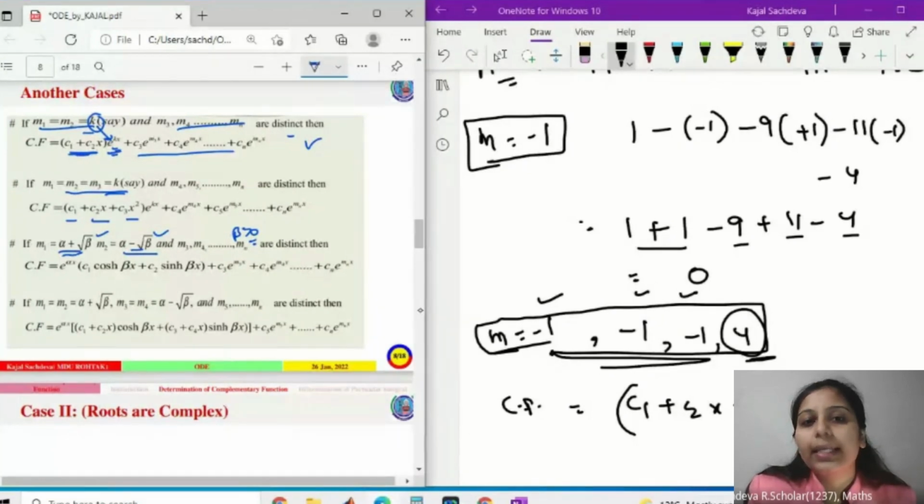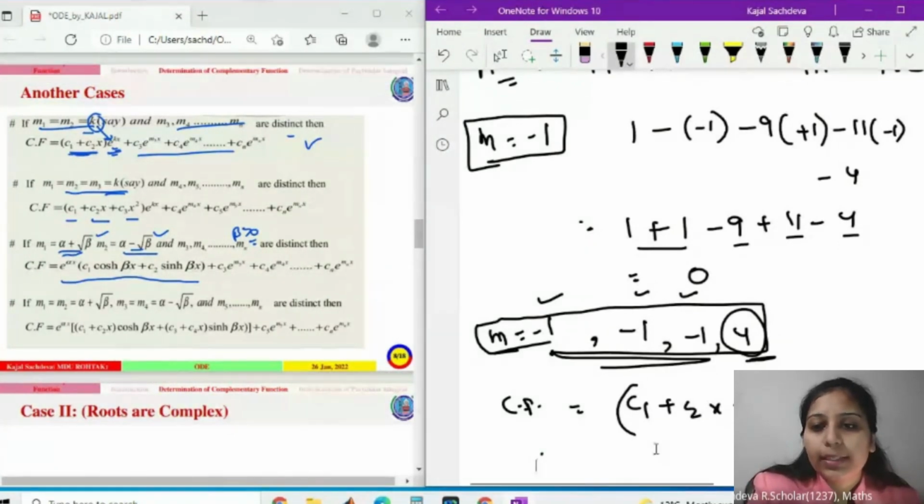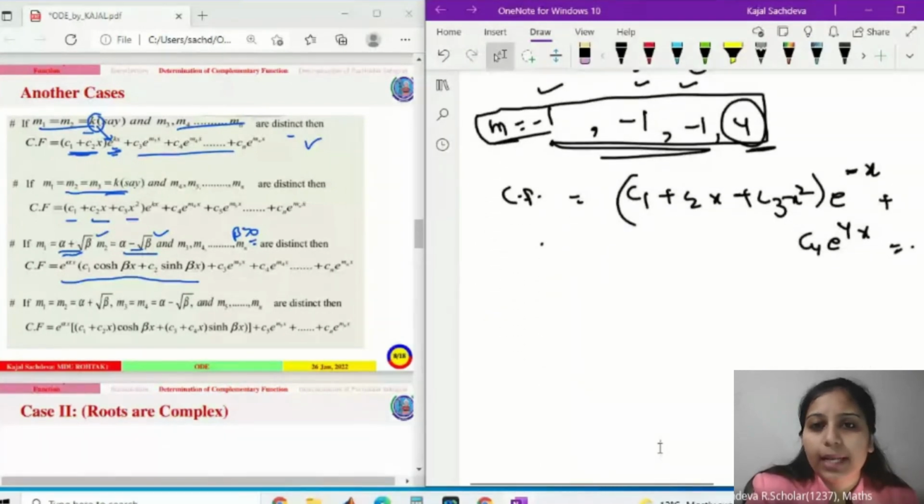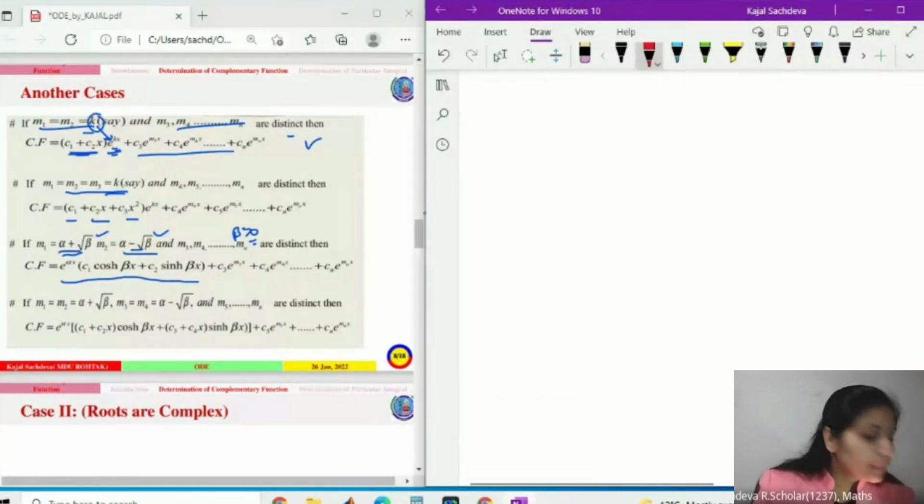We can write it like this, but here we have written in another form also. We can write it as e raised to power alpha x and in the bracket C1 cos hyperbolic beta x plus C2 sin hyperbolic beta x. So how have we written this? Let's take an example and then we will justify how e raised to power x can also be written in the form of cos hyperbolic and sin hyperbolic x. So we have an example for this.